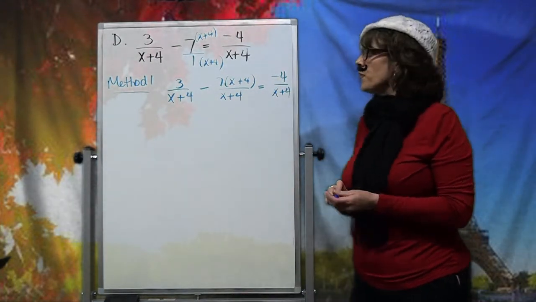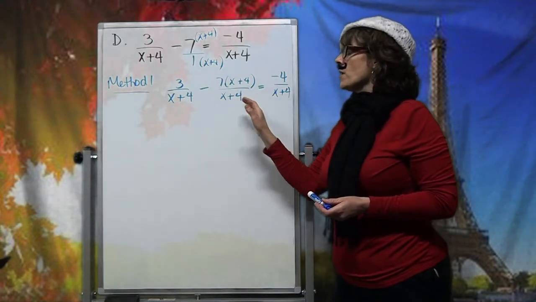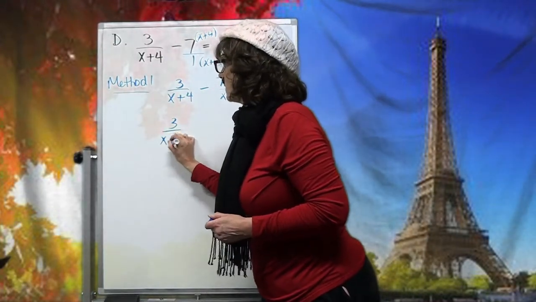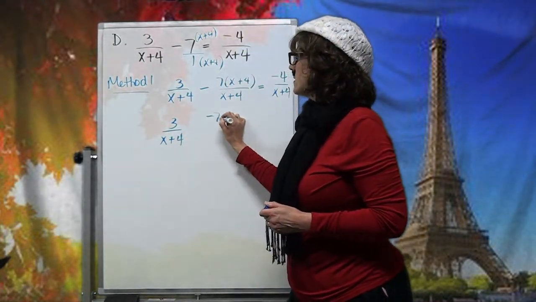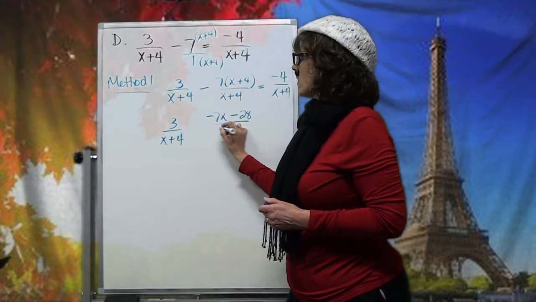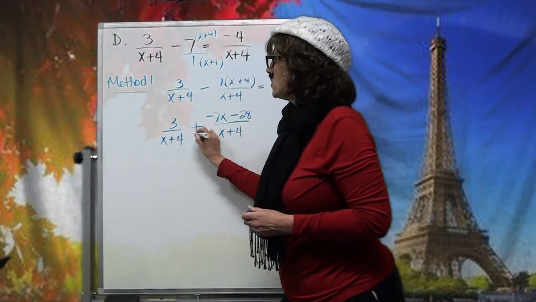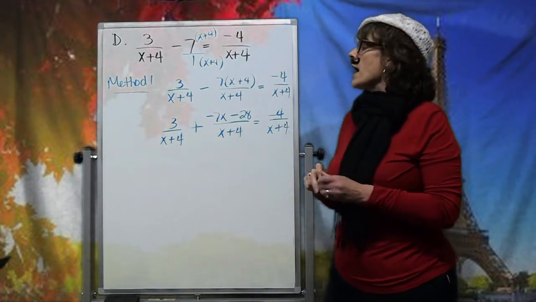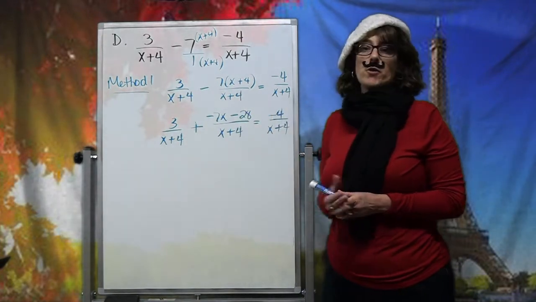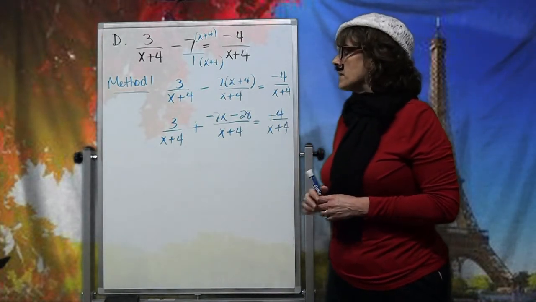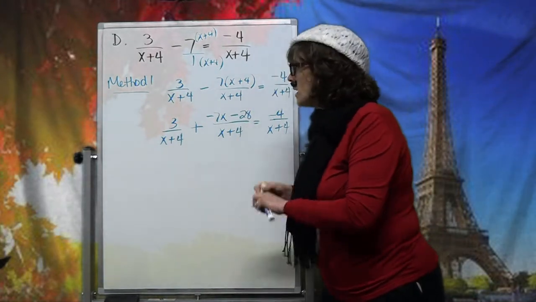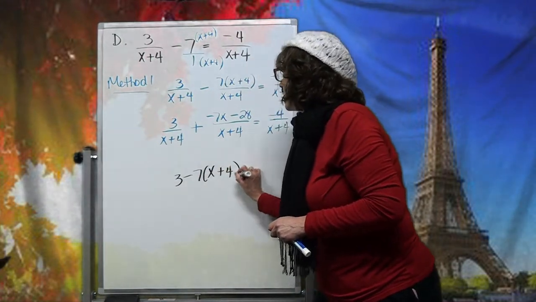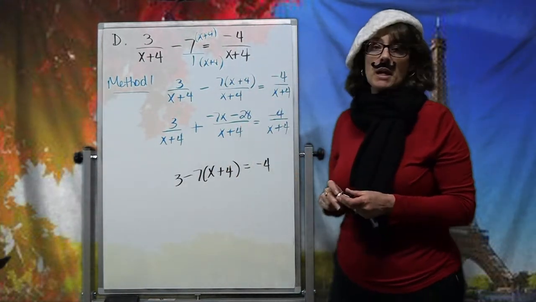And like I discussed before, I'm going to distribute that 7 through. I'm going to distribute the negative through as well. And when I do that, I'll get a negative 7x minus 28 over my x plus 4, turns it into an addition problem. Or if you would prefer, as soon as you get here, you could go ahead and drop all those denominators. Because when you drop all the denominators, you end up with 3 minus 7 times x plus 4 equal to a negative 4.